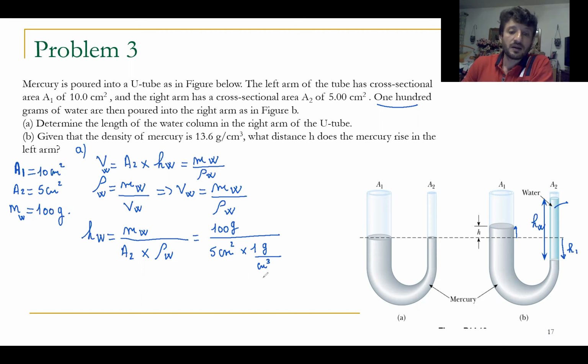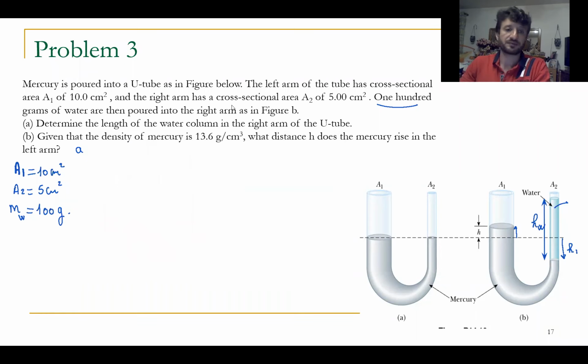Okay, so we calculate the height of water, we get 20 centimeter. So we have 20 centimeter of water in the right side of the U-tube. Okay, this is part A. So we have H water equals 20 centimeter.